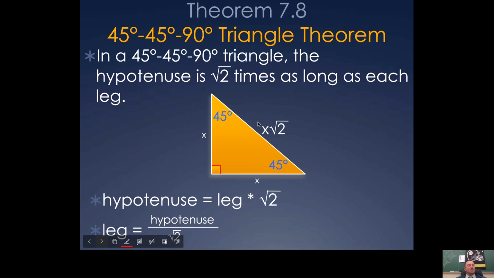Also, if you had this, let's pretend this is 10 square roots of 2. How long are your legs? They're going to be 10. All you do is take that hypotenuse divided by the square root of 2, and then your radical 2's cancel. So next video, we're going to do some really easy examples that follow this.